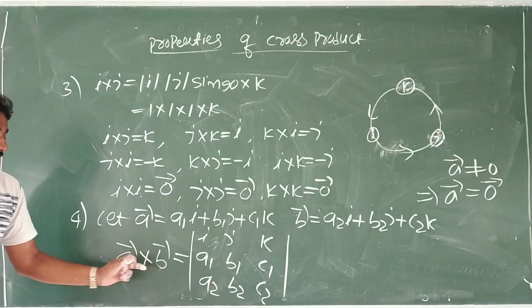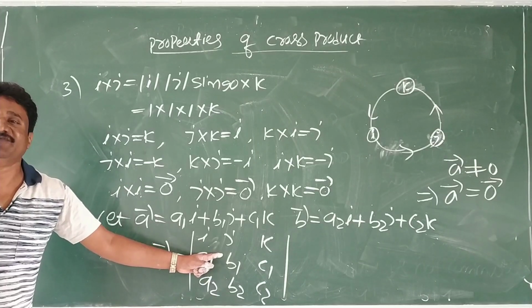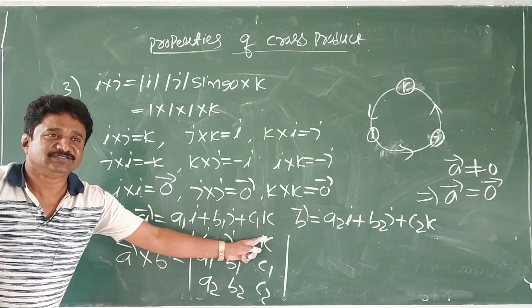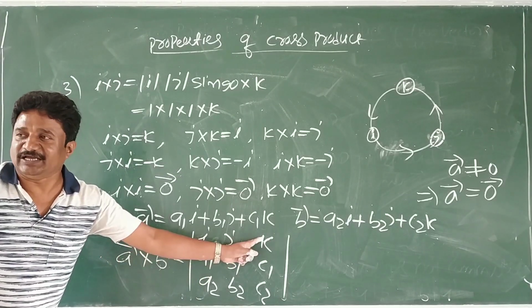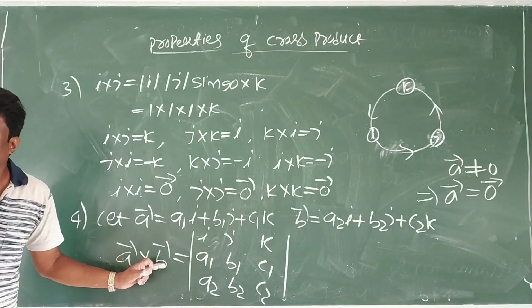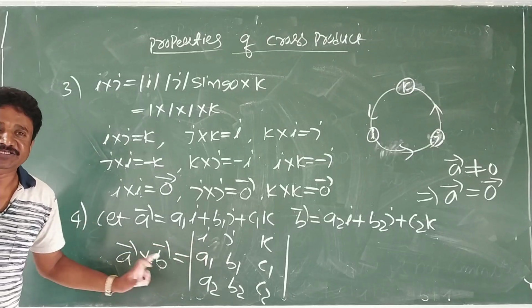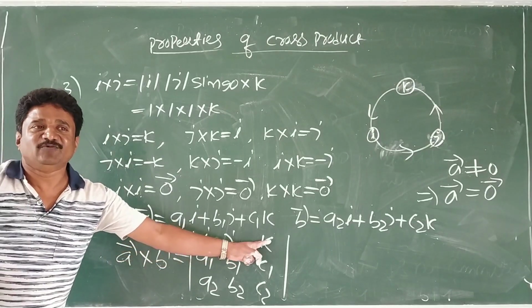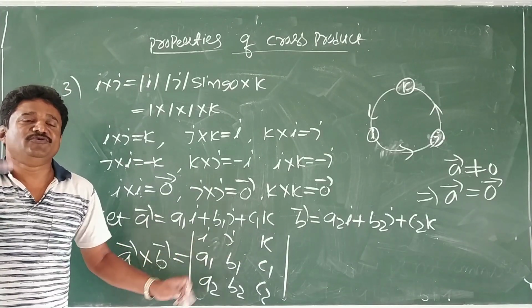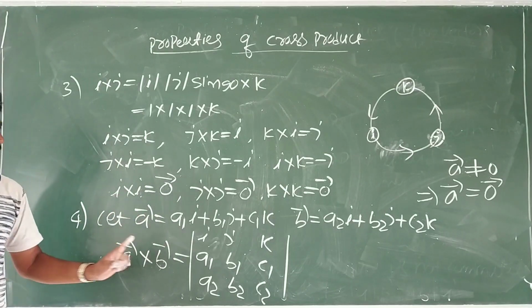Look at this, friends. A cross B, is it scalar or vector? Scalar. Sorry, vector. Why is it vector? Because it contains unit vectors, directions are present. Cross product is a vector. Why? Because ijk are present. What are ijk? Directions, unit vectors. If directions are present, it must be a vector. A cross B is a vector.